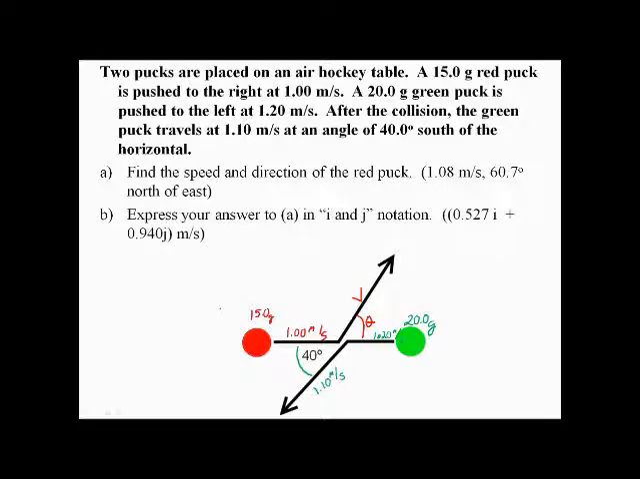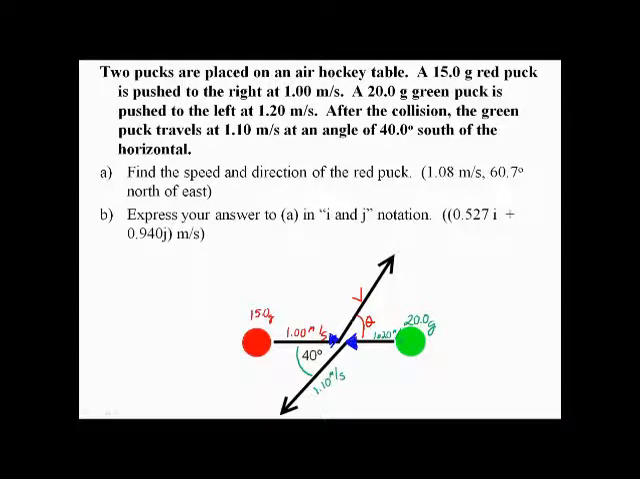Now let's try another one. Two pucks are on an air hockey table, and we're going to have them both moving. We're going to have the red one moving to the right, or to the east, and the green one moving to the left, or you could think about it as to the west. And they're going to collide with each other and careen off.